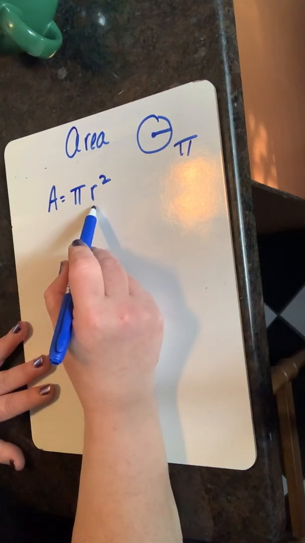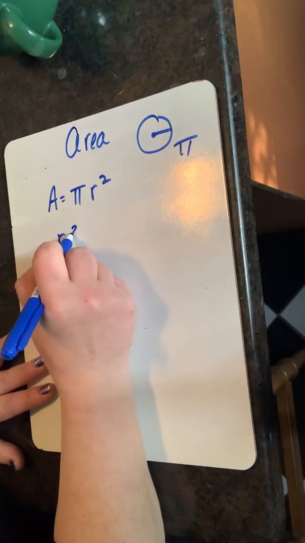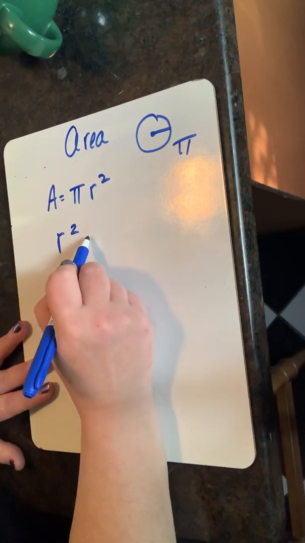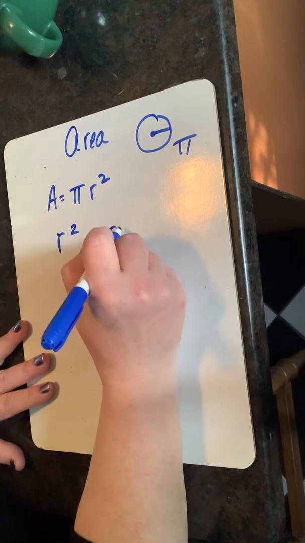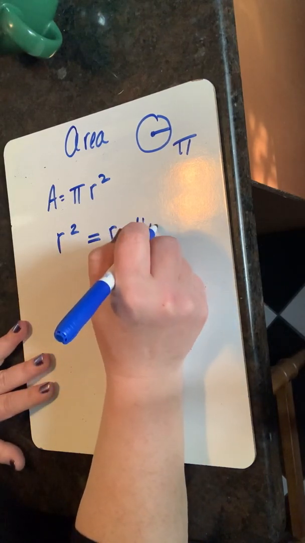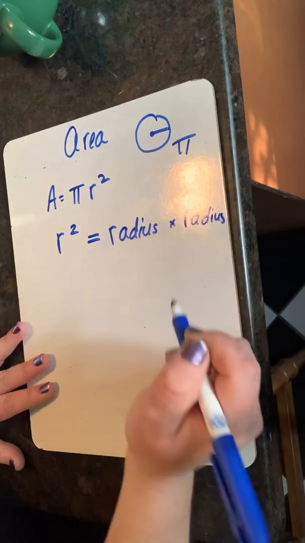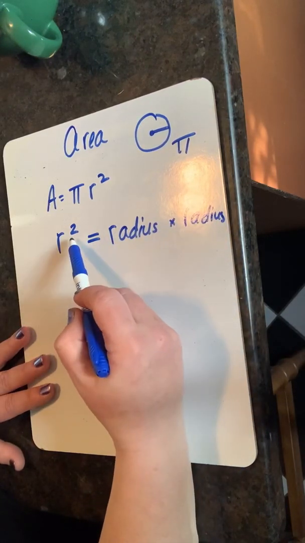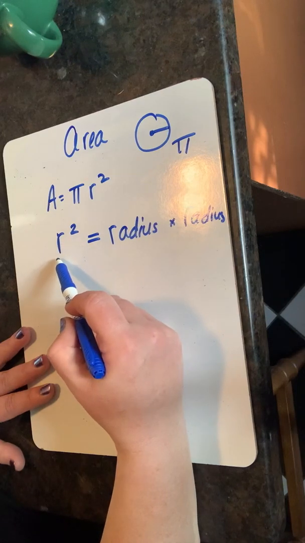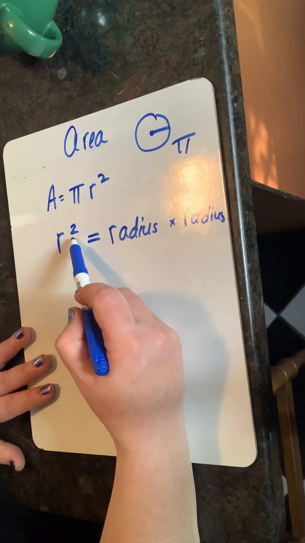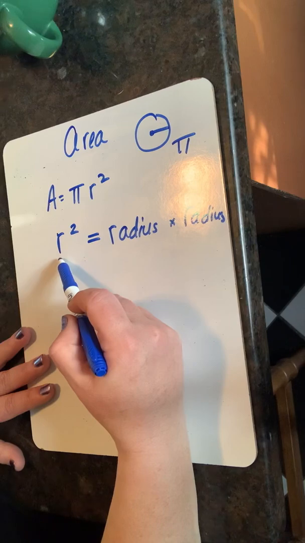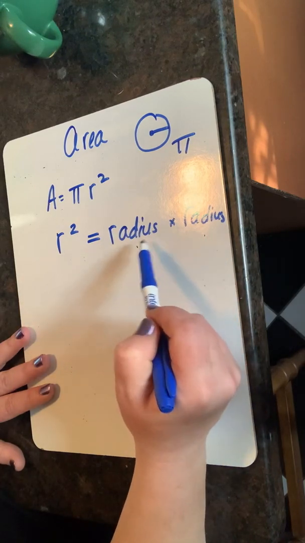We have to remember that since we're dealing with exponents, r squared actually means radius times radius. Okay? The little exponent says take the base and multiply it by itself this many times. So since I'm looking at a square or a 2, I'm going to take the radius and multiply it by itself 2 times.